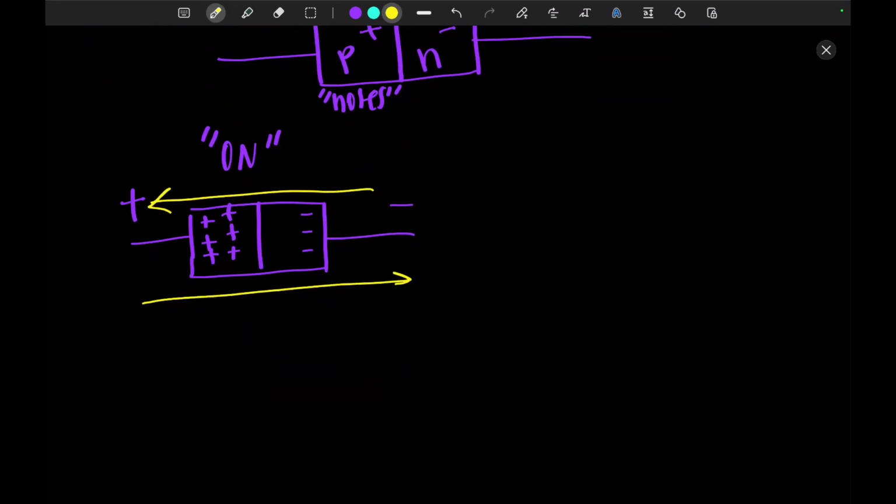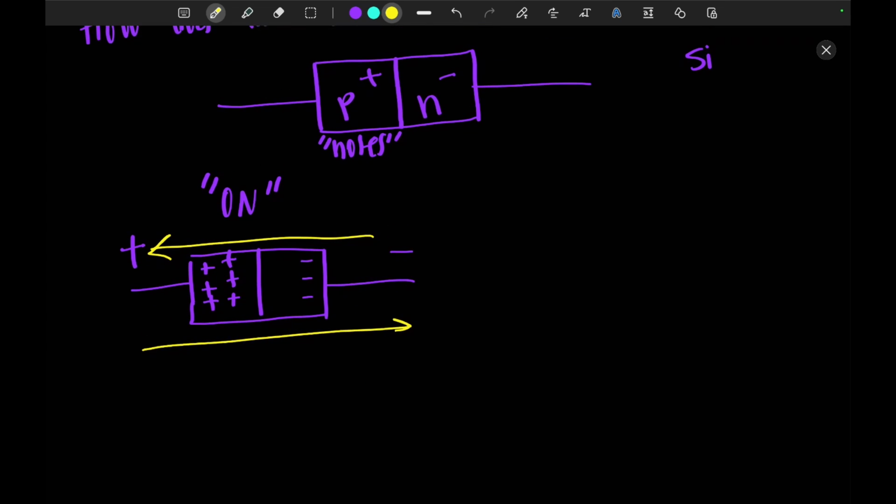And the reason why we're saying the current is flowing that way is because current is the opposite of electron flow. So this is just our conventional current right there.